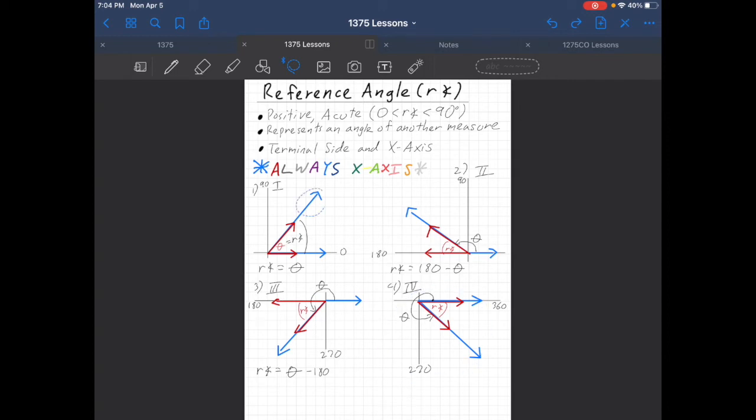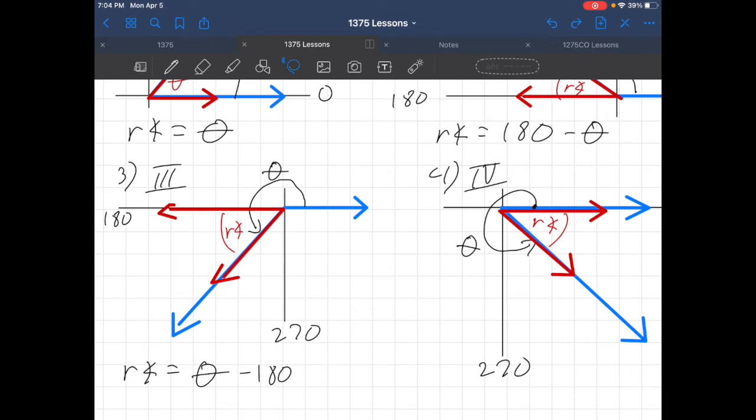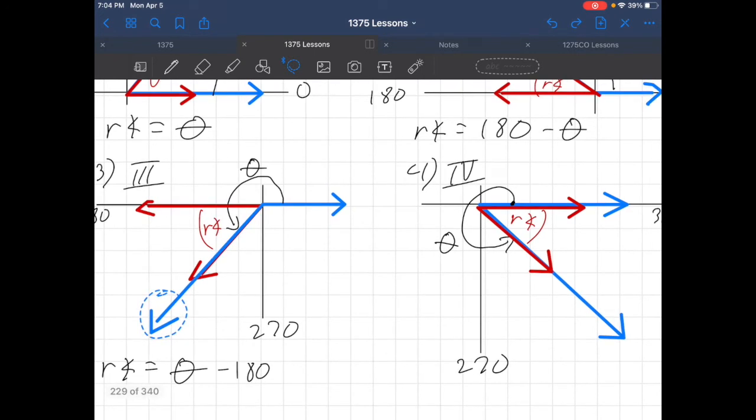Notice that the theta is given in blue and the reference angle is given in red. So let's take a look at the third quadrant. Let's zoom in over there. We have theta here and the terminal side right there, and the reference angle is located right there against, again, the terminal side with the x-axis.